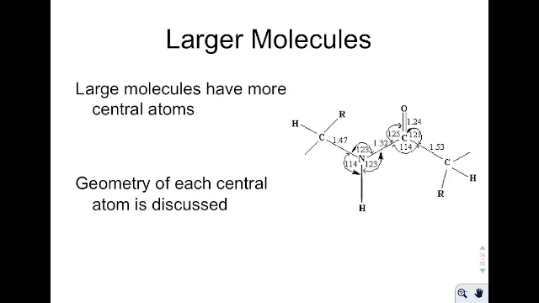Another thing for large molecules, whenever you look at large molecules, they have more than one central atom. You can't talk about the geometry of the entire molecule. Instead, you talk about the geometry of each central atom. So you'd say, okay, here's carbon number 1. Carbon number 1 should be tetrahedral. Here's nitrogen. Nitrogen number 1 should be tetrahedral. When I look at carbon number 2, it should be trigonal planar, and so forth and so forth. You can't talk about the geometry of the molecule as a whole if it has more than one central atom.